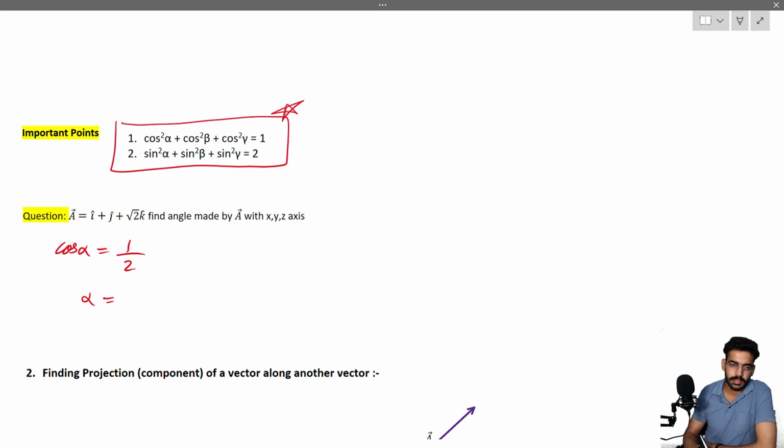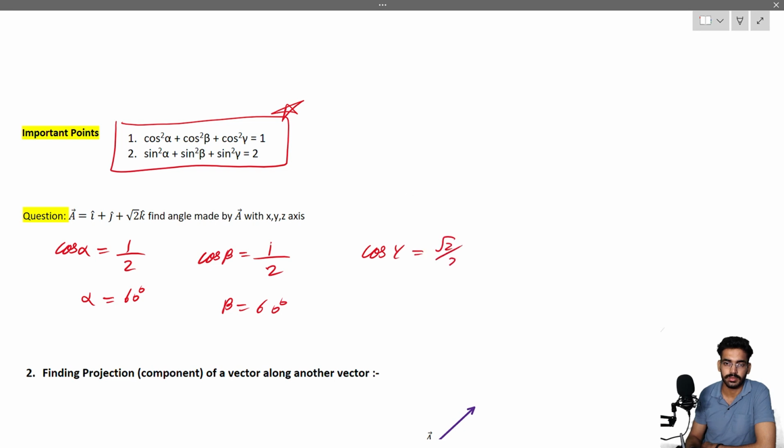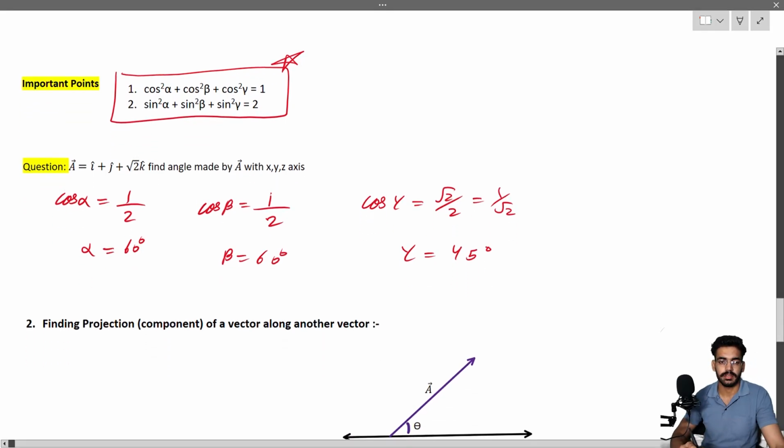Okay, alpha equal to 60 degree. Then cos beta, I can say this is also 1 by 2, that is beta is also 60 degree. Okay, and cos gamma is equal to root 2 by 2, that is 1 by root 2, so that is gamma is equal to 45 degree. Okay, I hope this is clear. So this is how you can find out angle also.